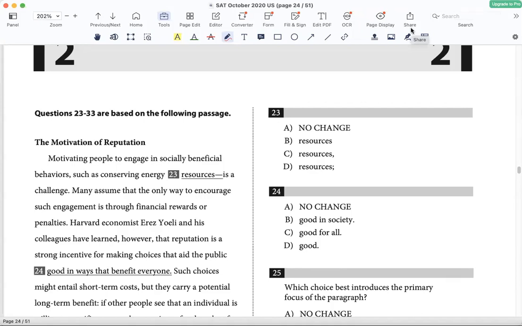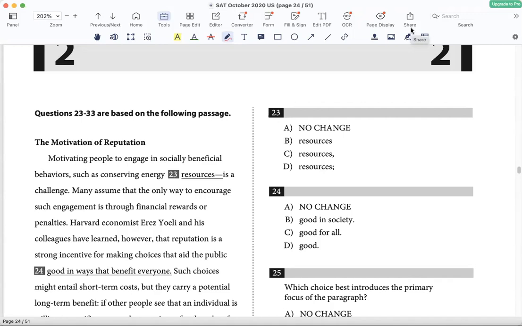In the last video, we solved the first two passages of the writing section of the October 2020 SAT test. In this video, we'll solve the remaining two passages. Passage 3, the motivation of reputation.